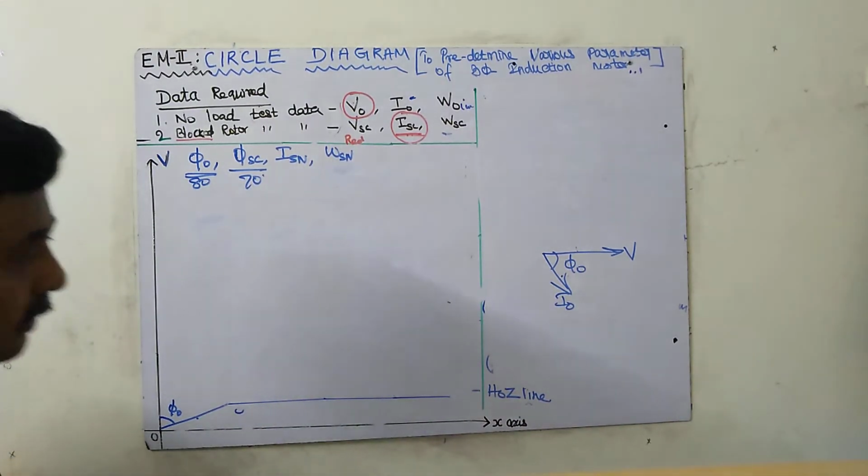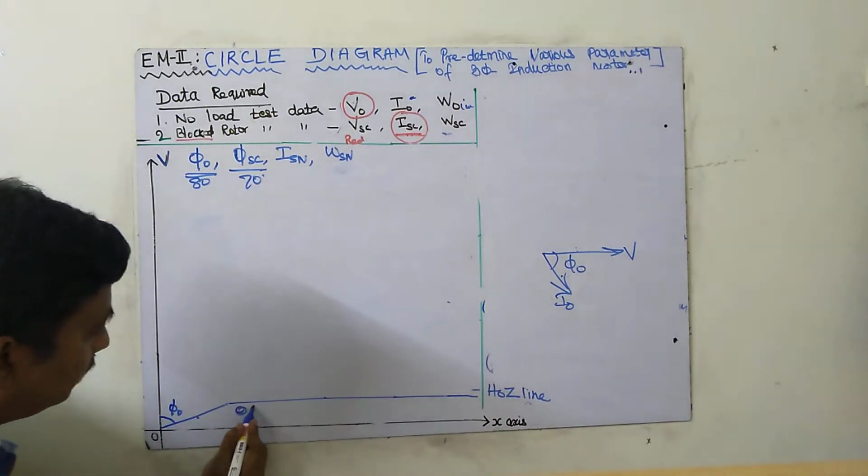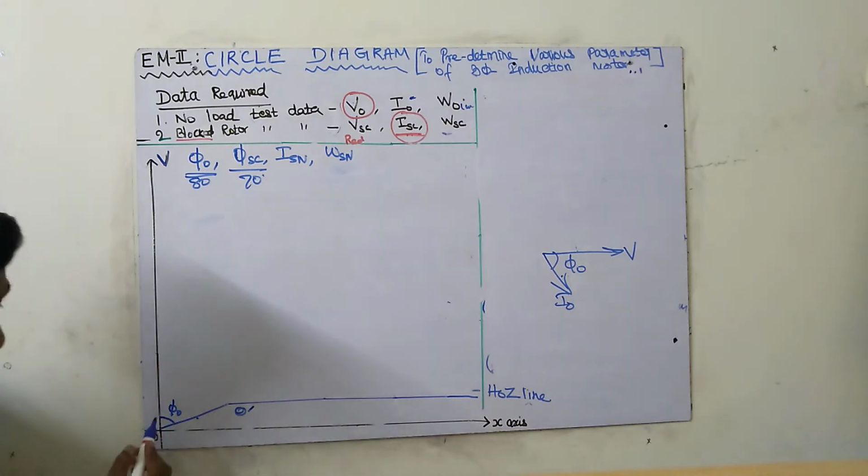This line is called the horizontal line. This is O dash. This angle is phi naught. I am repeating, this angle is phi naught. You have to measure from here, not from there. It should be phi naught because the current is lagging.